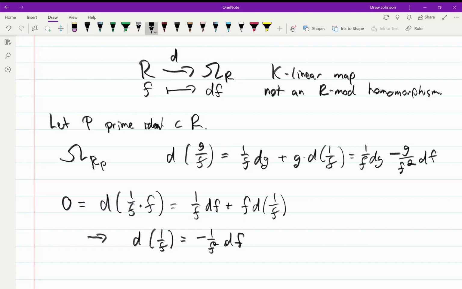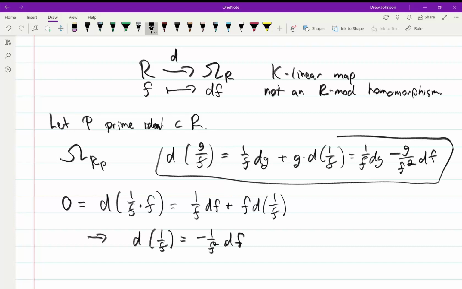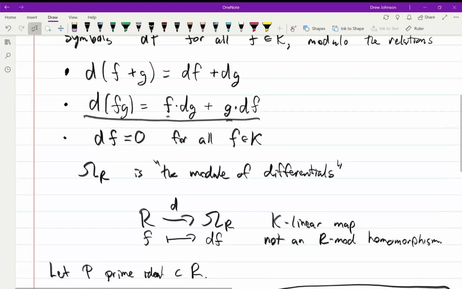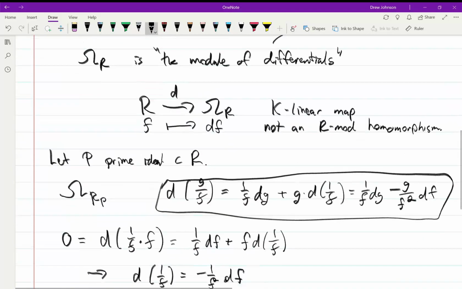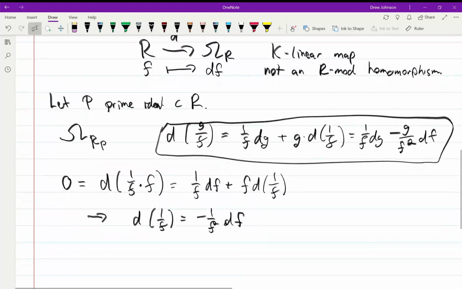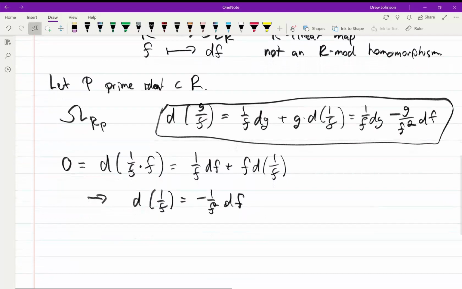Like that. Okay. So there's our formula here, and of course this is just the so-called quotient rule that you learned in first semester calculus. All right, but it follows from just using these three axioms here. Okay, what's the point of this? This computation shows us that this construction commutes with localization.